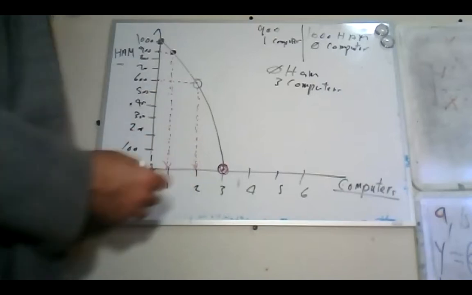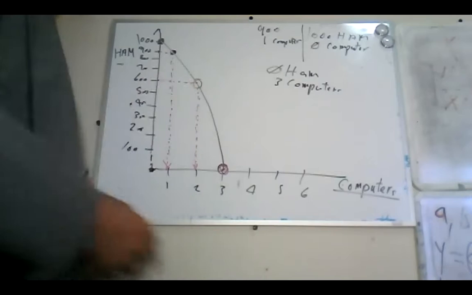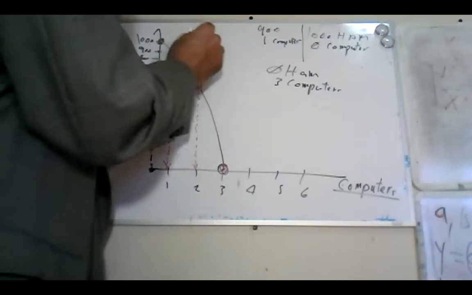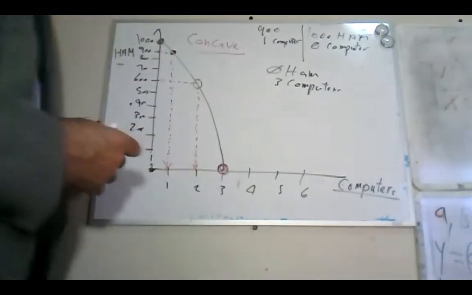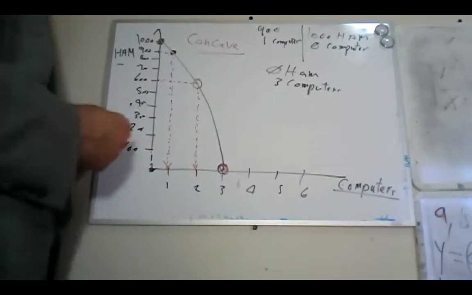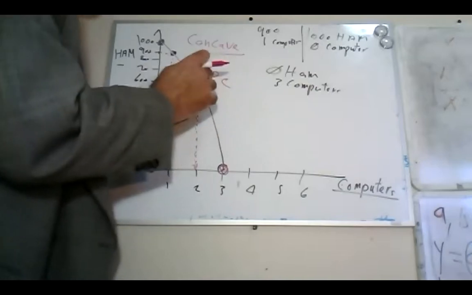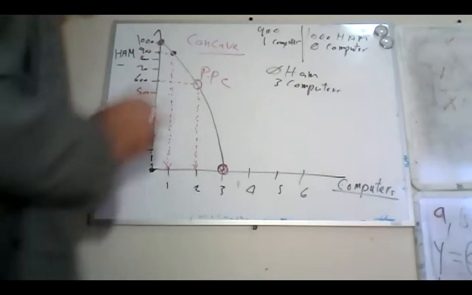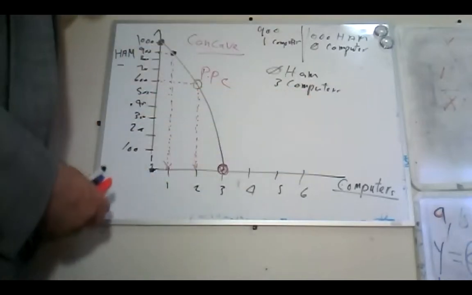Then what I did, I connected these points together, making a concave curve. It looks concave, C-O-N-C-A-V-E. The curve is concave. So this is the PPC, the production possibility curve, for producing 2 products only. And this, like we said, is based on the assumptions.